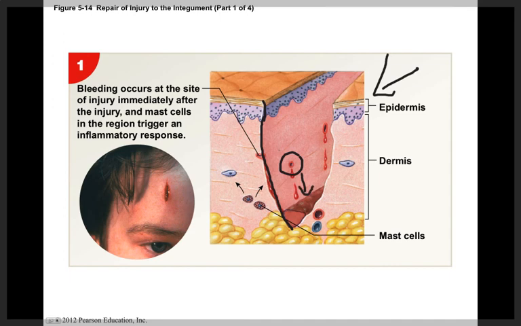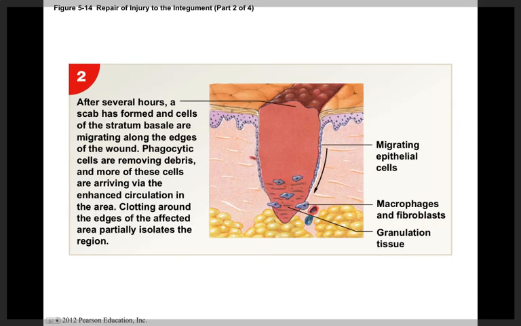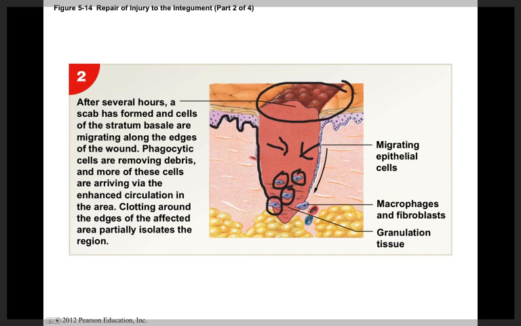Mast cells in the area will trigger an inflammatory response. After several hours, a scab has formed to stop the bleeding, and cells that are found in the stratum basale layer of the epidermis start to migrate along the edges of the wound. There are other phagocytic cells in the area that start to remove debris, and these cells are arriving by the increased circulation in the area. The clotting helps to isolate the region.